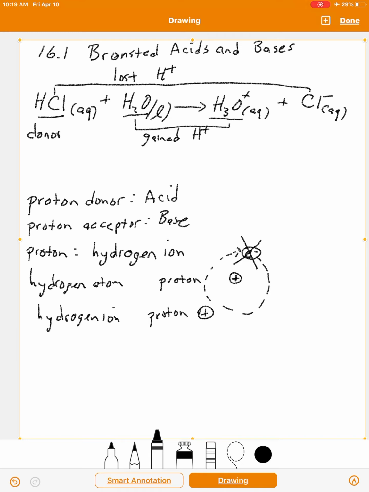So this is the donor. The acceptor is the one that gained it. The water gained it, so this is the acceptor. So this would be called the acid, and this one would be called the base. Okay? So acid-base, the donor. So the way you do it is you look at the reactants and the products, and you figure out which one lost the H plus, that's the acid. The one that gained the H plus is the base. Okay? Let me erase all this.